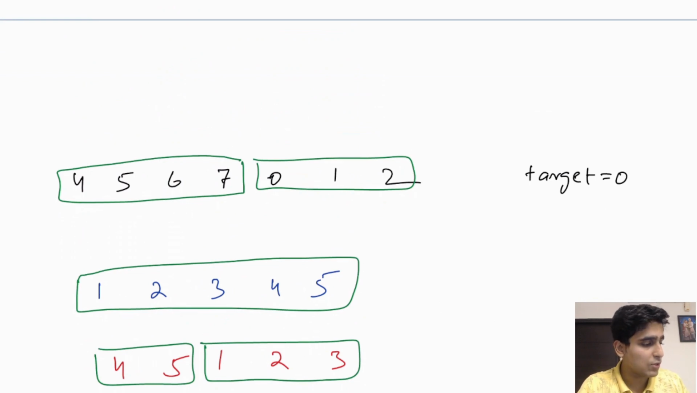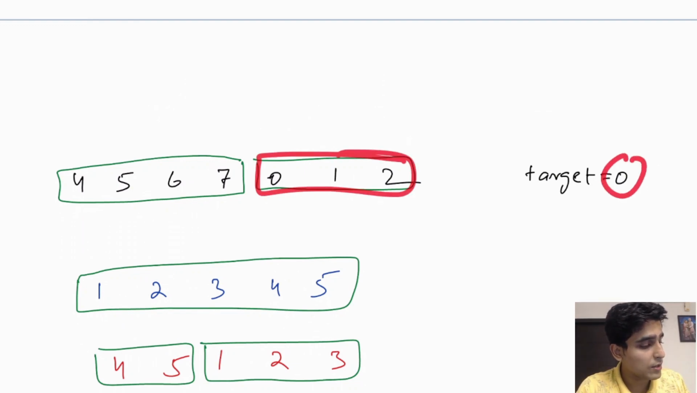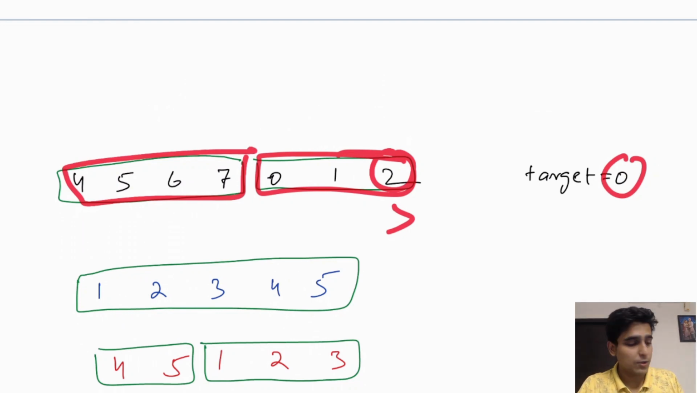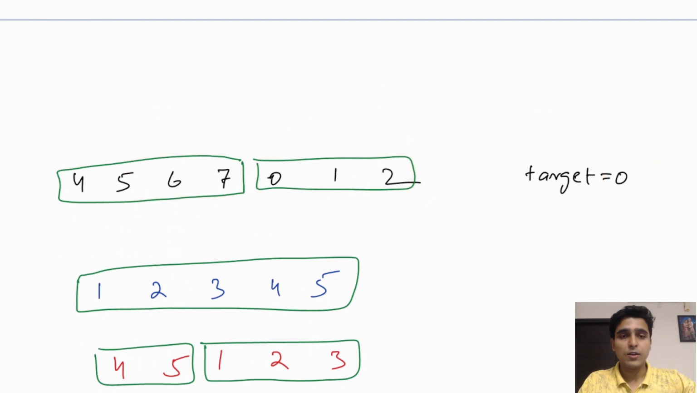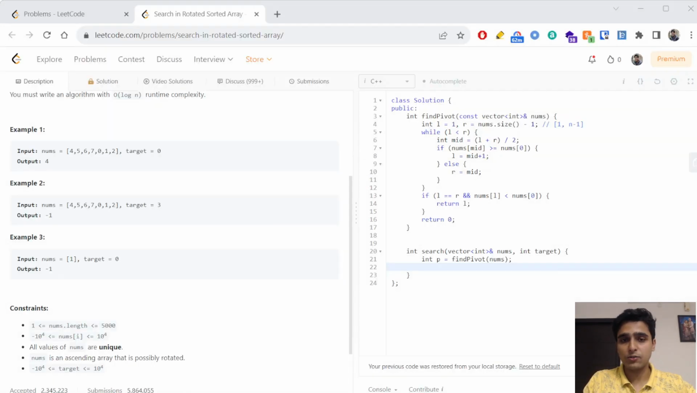Now what we can do, we can check the target value. Target value is 0. So we can compare the target with this first or last value 2. If the target value is less than 2, it means it is in the second half. If the target value is greater than this, then it means it is in the first half, because you can see all the values here are larger: 4, 5, 6, 7. So now we can do the second part, we can do the binary search.